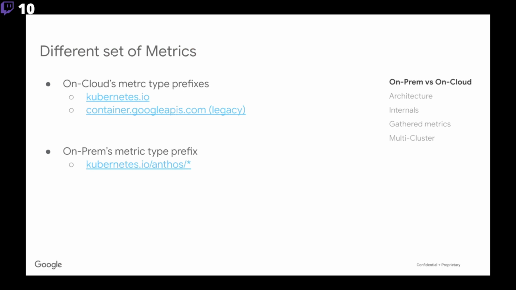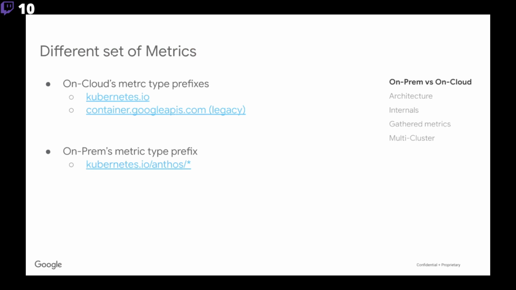If you're familiar with Stackdriver, then you would know that if you are watching or trying to query a metric in Stackdriver, you will be specific. The metrics will be organized into a shape of prefix and the actual name of your metric. So the on-cloud metrics and the on-prem metrics are using a different prefix.